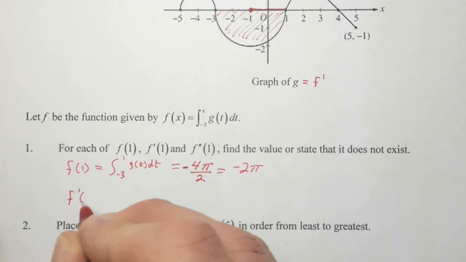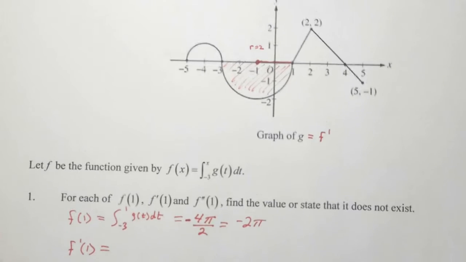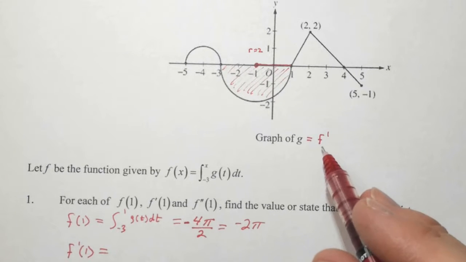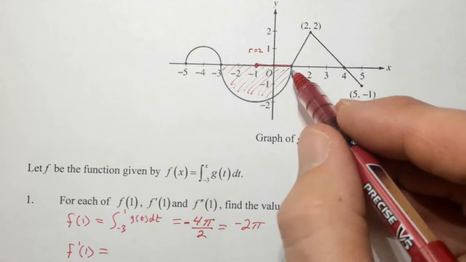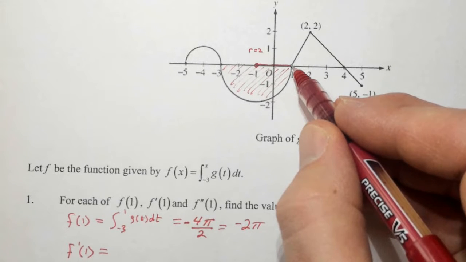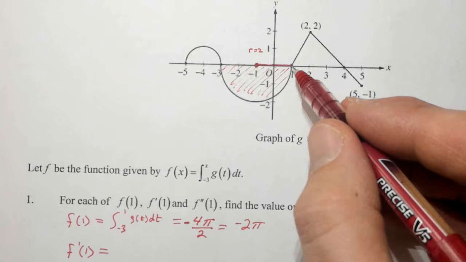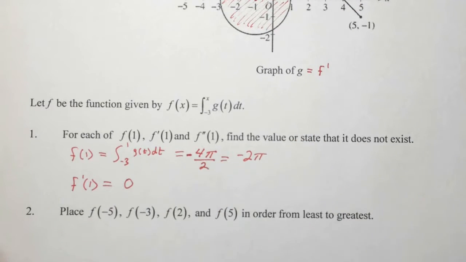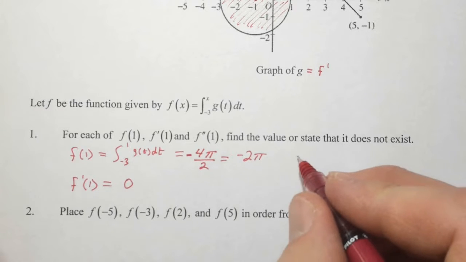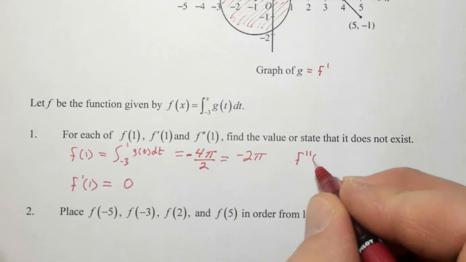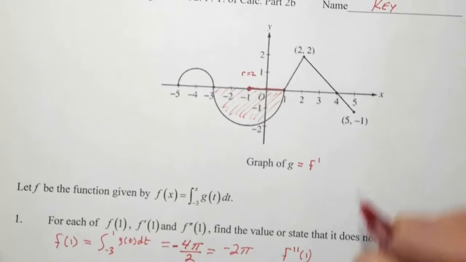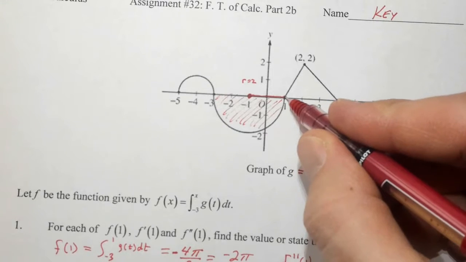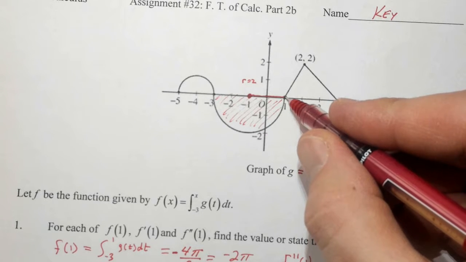Next up, we have f prime of 1. So we know that this is the graph of f prime, so we just need to evaluate this function when x is 1. Right here we see that when x is 1, the function's value is 0. So very quickly, f prime of 1 is equal to 0. And then finally, we need f double prime of 1. So we're going to go back to that same spot, and we want the derivative's value right here, the second derivative's value.